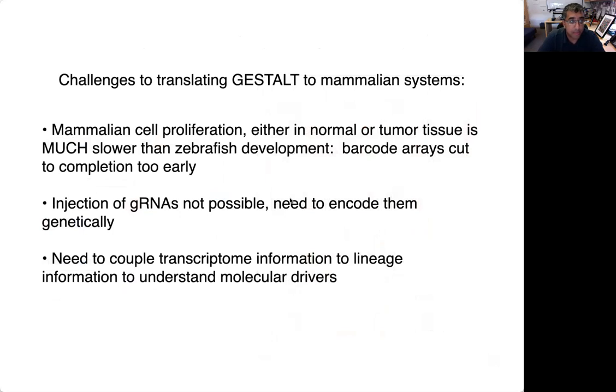Okay, but what about the challenges, right? So there are certainly challenges. Amongst those, in the context of trying to adapt GESTALT to mammalian systems, were these. Proliferation is slower in mammalian populations, so often our barcodes would get completely edited out, which limits our ability to derive information from the patterns that we see. In the case of zebrafish, we were simply injecting guide RNAs and Cas9 into a single cell zygote that had this barcode. That's not possible with mammalian systems. We have to encode all of the components genetically.